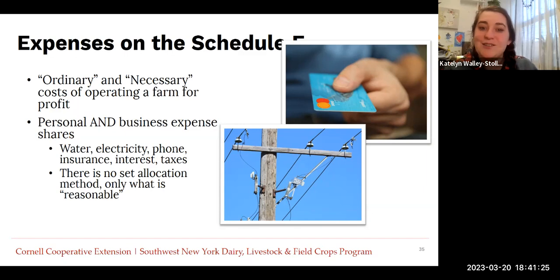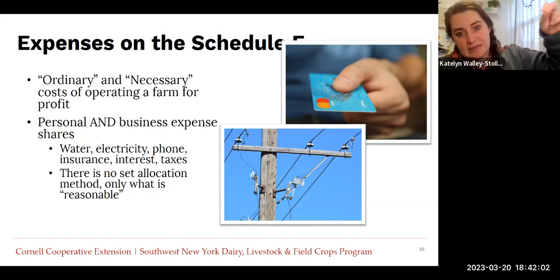The not so great news is that there is no set allocation out there. So it's only what's reasonable. Most tax preparers will have what they feel comfortable encouraging folks to claim. Some of them you can figure out. Taxes, you usually can figure out. If you go back to your itemized assessment, it'll say this field is assessed at this, the house is assessed at this, the garage is assessed at this. So in that case, you take out the assessed value for the house and the garage, and then proportionately figure out what part of the taxes would just apply to the farmland.